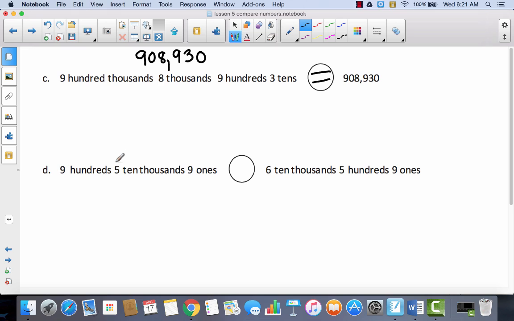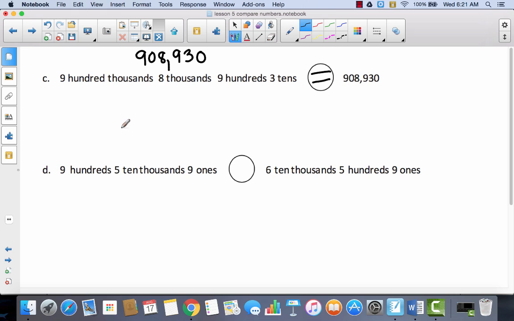I want you to try to do D all by yourself. First of all, I want you to go from unit form to standard form and then compare the two standard forms. If you get stuck or you're unsure, you can always press play and I'll walk you through it. So press pause at this time and try to do as much of this problem by yourself. Okay, so hopefully you tried to do this problem by yourself. Let's see if we can do this together.